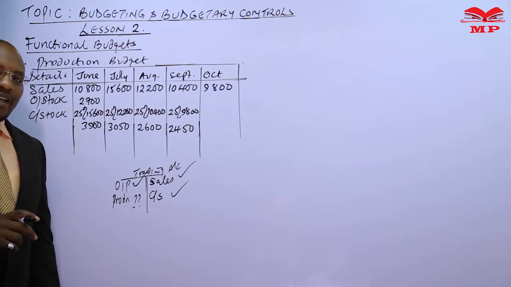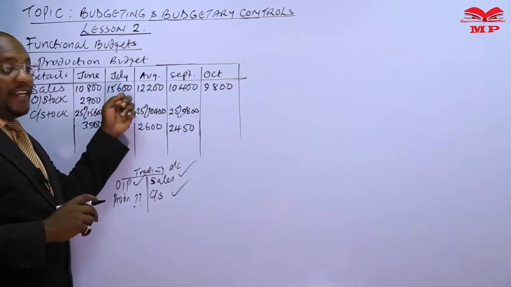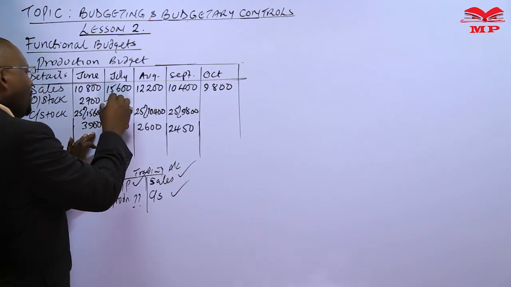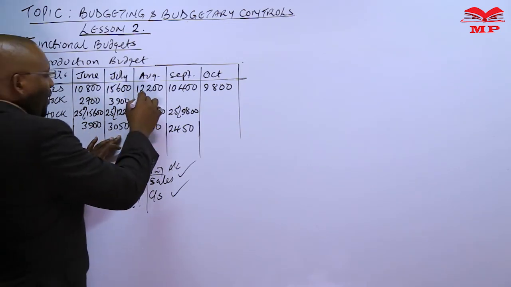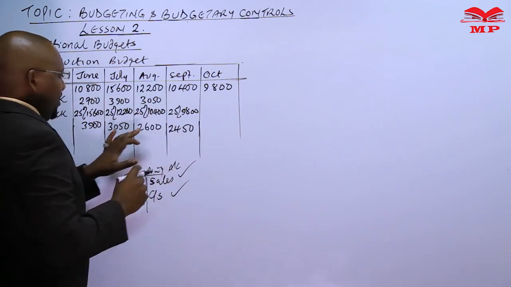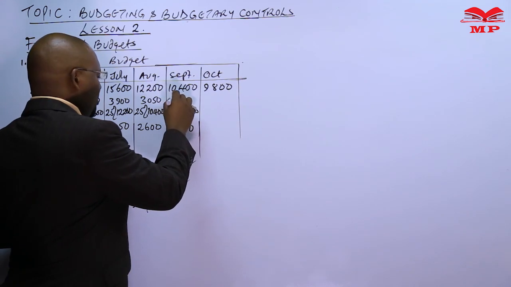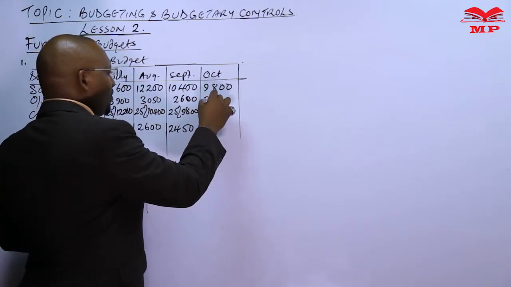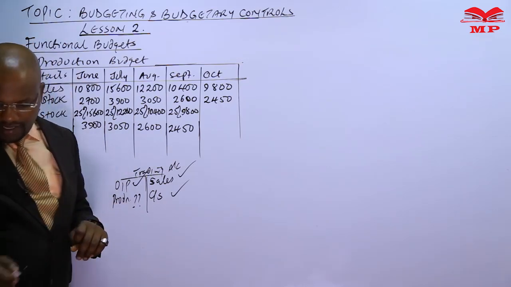Then you need to understand that the closing stock of a month is the opening of the next month. Therefore, these 3,900 for June become the opening stock in July. 3,050 for July become the opening for August. 2,600 for August become the opening here, and of course 2,450 for the month of October as the opening.